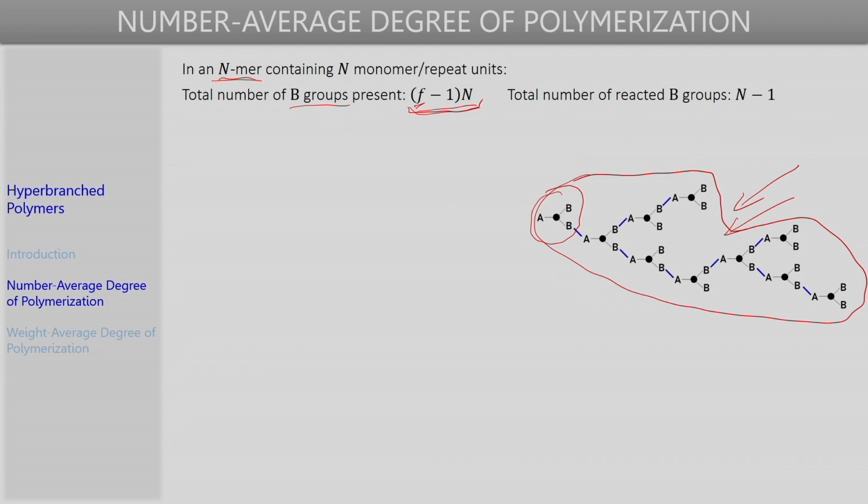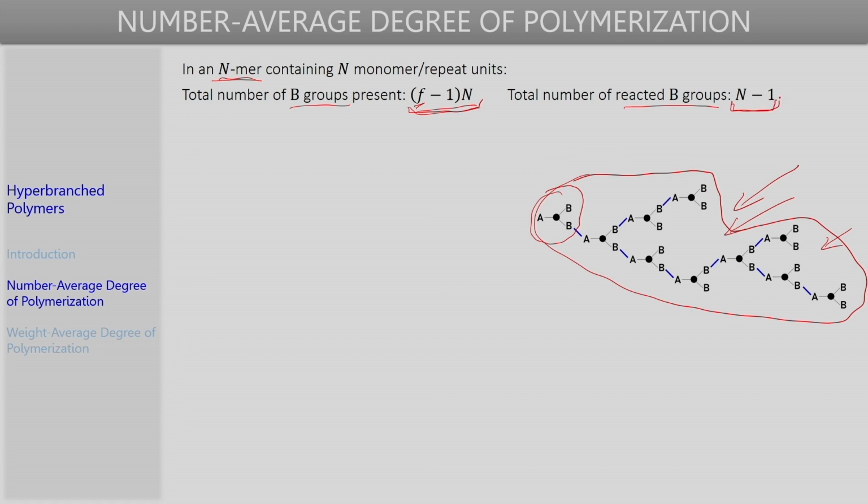Out of the B groups that are present in this particular N-mer, let us focus on the B groups that have reacted. We are not talking about the reacted B groups in the entire reaction mixture, we are just talking about the number of reacted B groups in this particular N-mer molecule. That number of reacted B groups is simply n minus 1, because any N-mer molecule which contains n monomeric units will have n minus 1 AB bonds. Each AB bond corresponds to the reaction between the functional group of type A with that of type B.